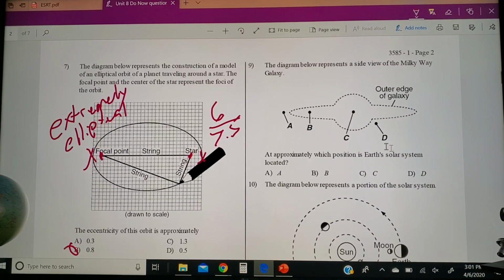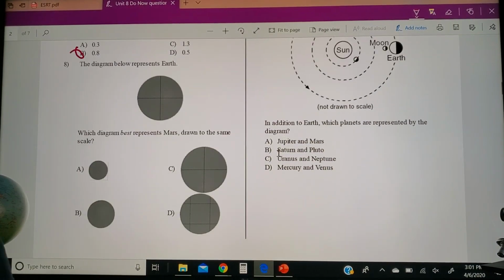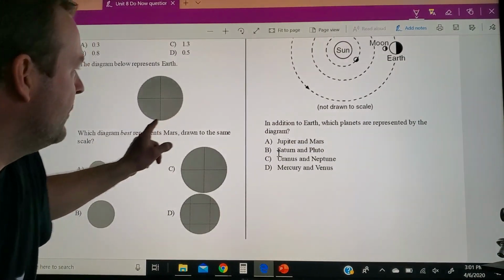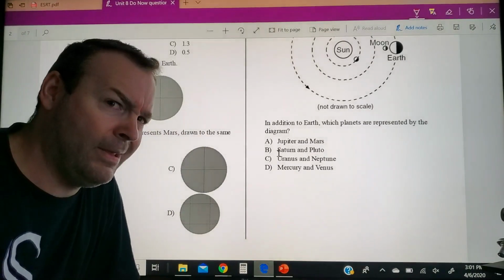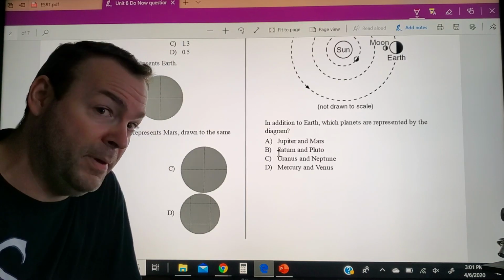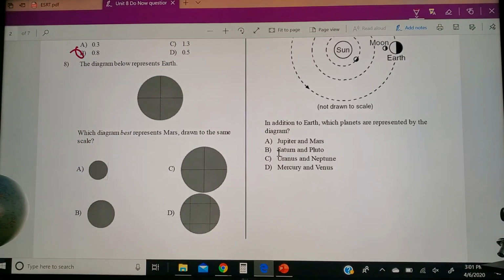All right, last one, number 8. It says the diagram below represents the Earth. So if Earth is this big, how would Mars be comparatively? Well, how do you do that? Well, you got to figure out how big Mars is. Go back to your planetary chart.